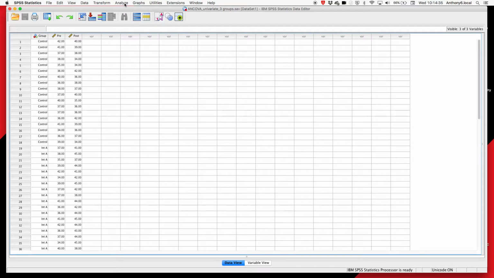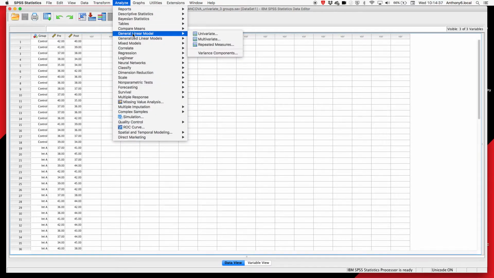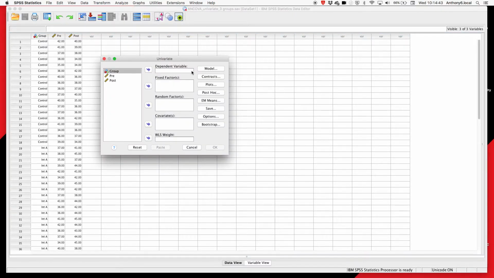We just go to Analyze, then General Linear Model. It's Univariate. There's only one dependent variable, and that is how high they jumped following the training intervention. But of course, our covariate is the height that they started the intervention at. That's what we want to control for, a confounding variable. And of course, the fixed factor is the group, because we're comparing across groups.